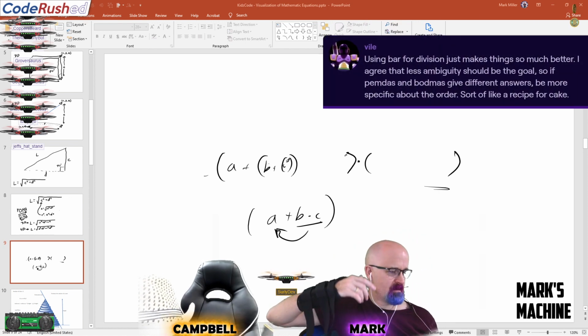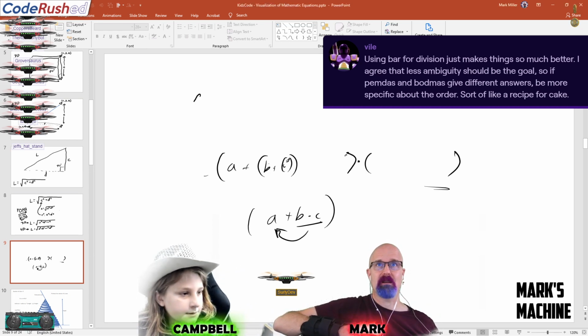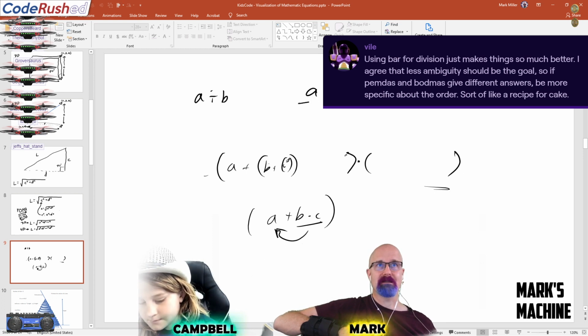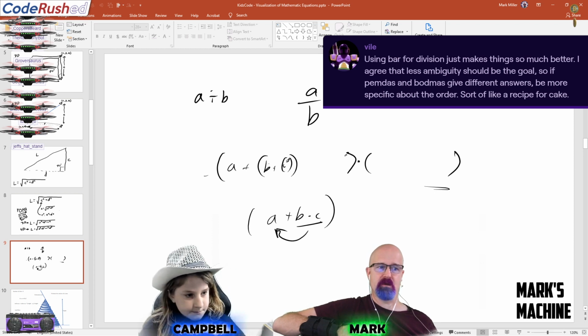By the way, I had this debate with my daughter when I was teaching her math. She was like, but Dad, I want to write this. I like A divided by B. And I say, no, do it like this, please. Do it like that. It's so much better for resolving ambiguity.